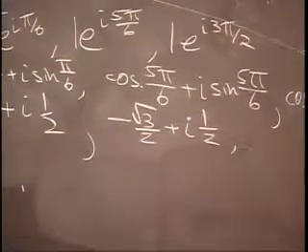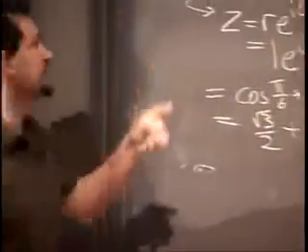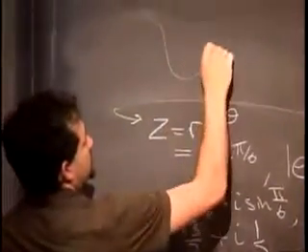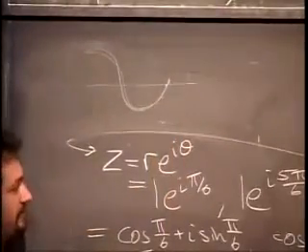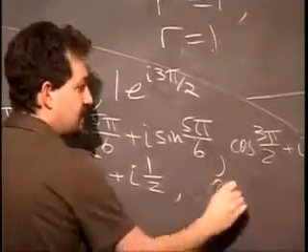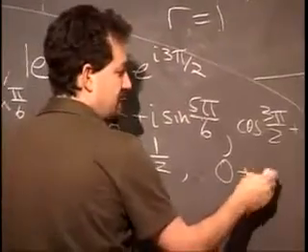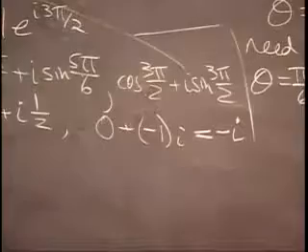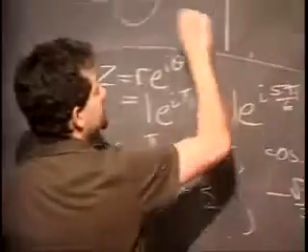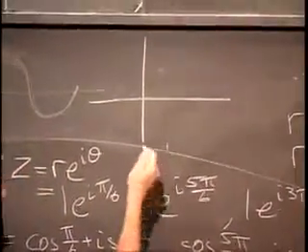Cosine 5 pi over 6 is the same but negative, minus root 3 over 2, whereas the sine is unaffected. What's cosine 3 pi over 2? Well, cosine 3 pi over 2 is 0. Sine 3 pi over 2 is minus 1. So this is just minus i. And there are our three solutions. Root 3 over 2 plus i times a half, minus root 3 over 2 plus i times a half, and negative i.